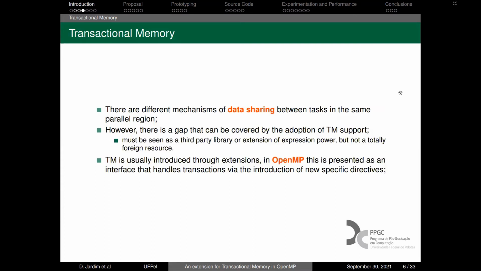There are different mechanisms of data sharing between tasks in the same parallel region. However, there's a gap that can be covered by the adoption of TM support. This gap must be seen as a third-party library or extension of expression power, but not a totally foreign resource. TM is usually introduced through extensions. In OpenMP, this is presented as an interface that handles transactions via the introduction of new specific directives.